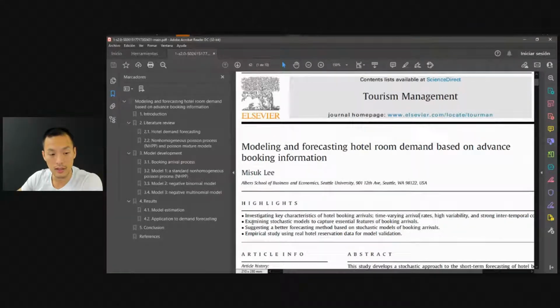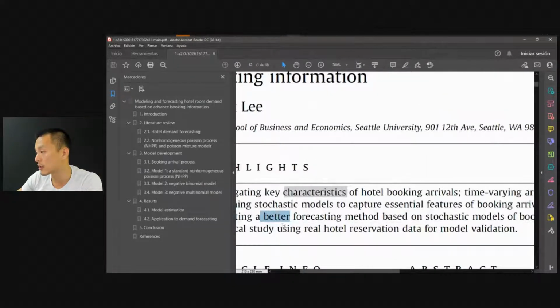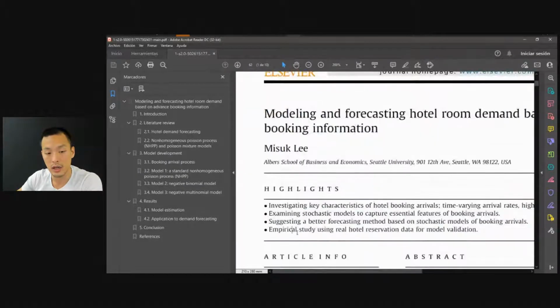And then you see examining stochastic models to capture essential features of booking arrivals. All right, maybe you don't know what the word stochastic is. Let's just assume you don't know what the word stochastic means. And then it says this paper suggests a better forecasting method based on a stochastic model of booking arrival, right? So right off the bat, you know that this paper is obviously going to be better than the old model, right? And then lastly, you go, empirical study using real hotel reservation data for model validation, right?